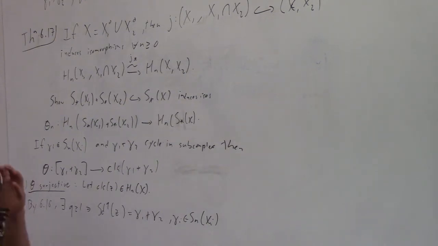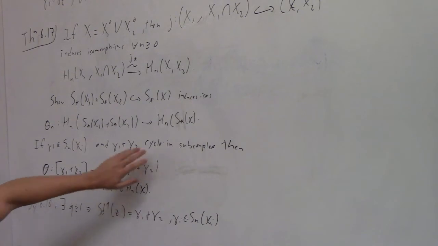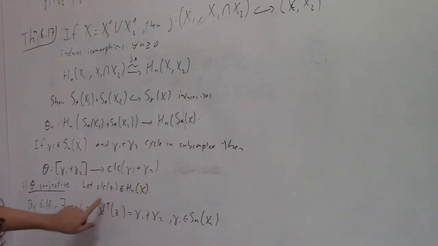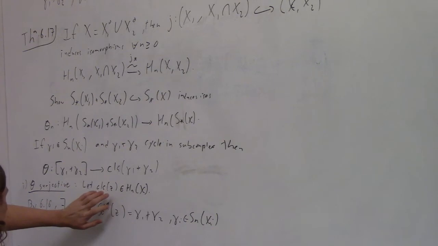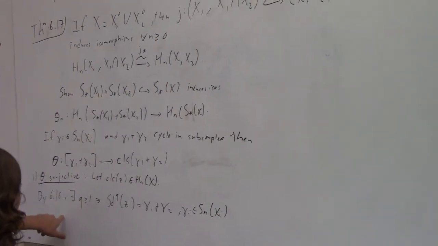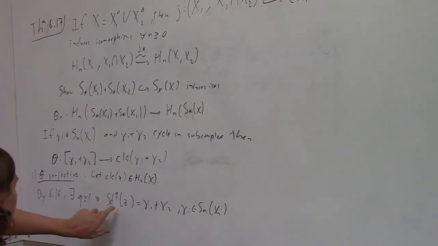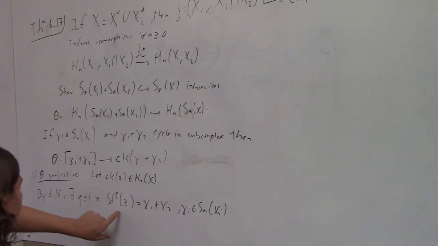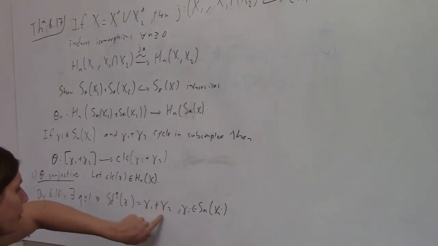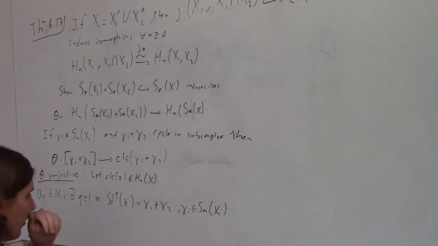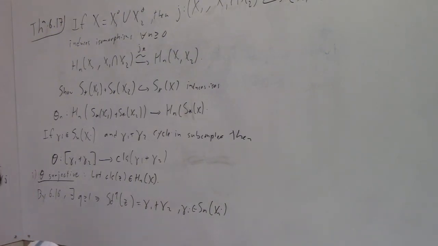All right, so trying to show it's surjective, we take an element of Hn of X, so the class of z. And then by theorem 6.16 we just proved, there exists a q such that S d to the q of z is equal to gamma 1 plus gamma 2 for some gamma 1 in Sn of X1 and gamma 2 in Sn of X2. Z is a cycle. Just looking at the class. And S d q is a chain map. I'll just write that.